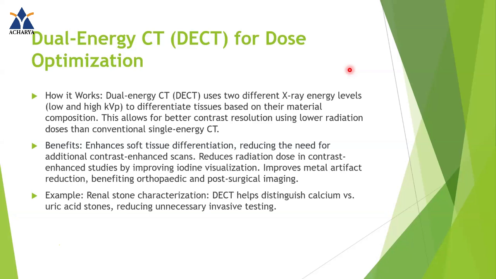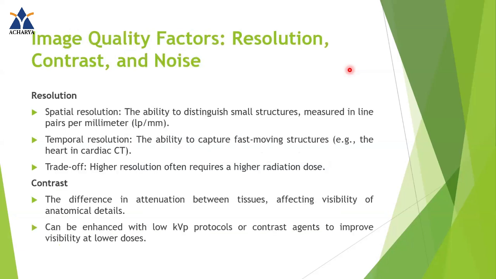So it almost eliminates contrast enhanced studies. An example is renal stone characterization, where dual energy helps in distinguishing between calcium and uric acid stones. Usually, the other method of testing stone composition is invasive testing, whereas here just two exposures will be required, a low kVp and a high kVp. It gives us the exact composition of the stones present in the kidney.